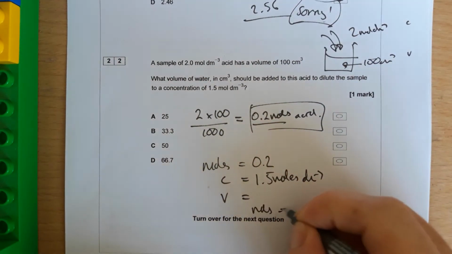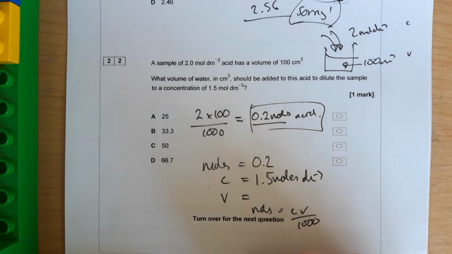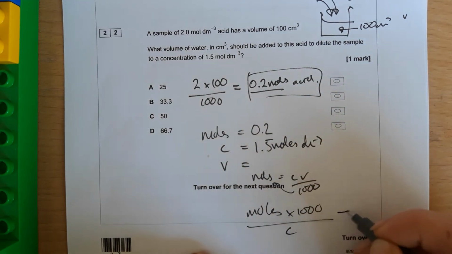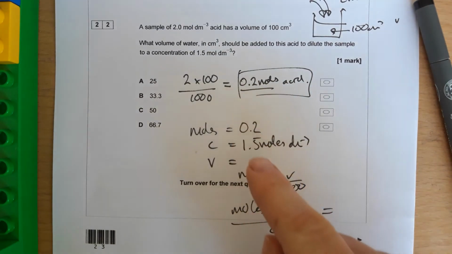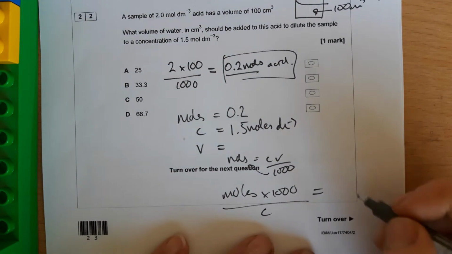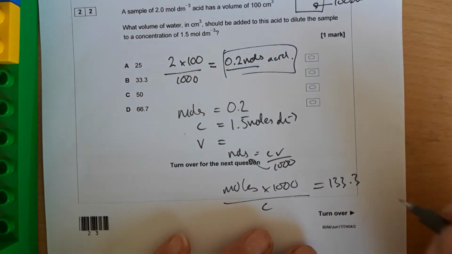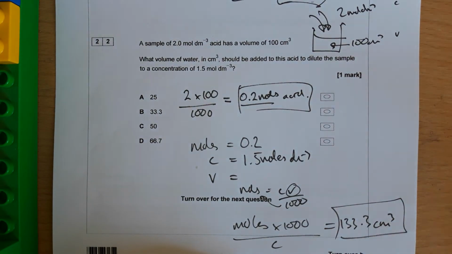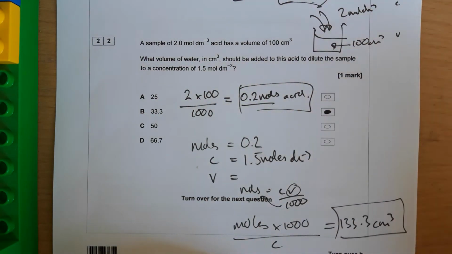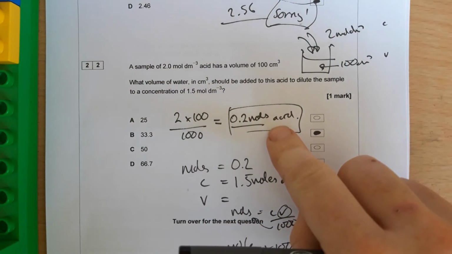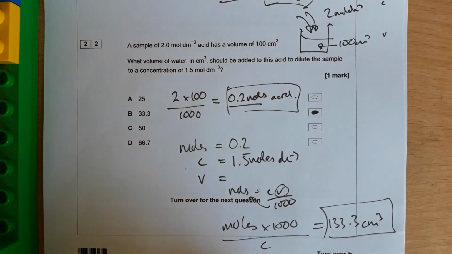So if moles equals C times V divided by 1000, if we take the moles and times it by 1000, and then divide it by C, that'll give us the new volume. So I'm going to do 0.2 times 1000 divided by 1.5. That's 133.3 recurring. 133.3 recurring centimeters cubed is now the total volume of this solution, which means that I needed to add 33.3. So even though this looks really hard, pause that one, go back and see what I did. It's just work out how many moles of acid you have and then plug that into moles equals CV over 1000 with your new target concentration.